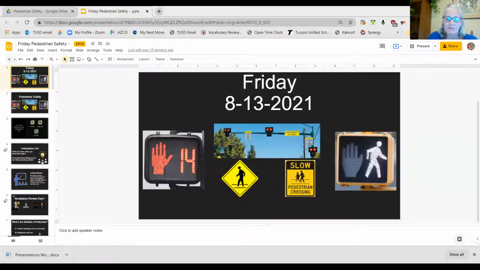Safe out there. So we're gonna continue with pedestrian safety, being safe out in the community. This has been the theme all week, and so I'm gonna pull up my lesson and get started. Again, the theme of the week has been pedestrian safety, and I'm going to put it in present mode and we're going to get started.